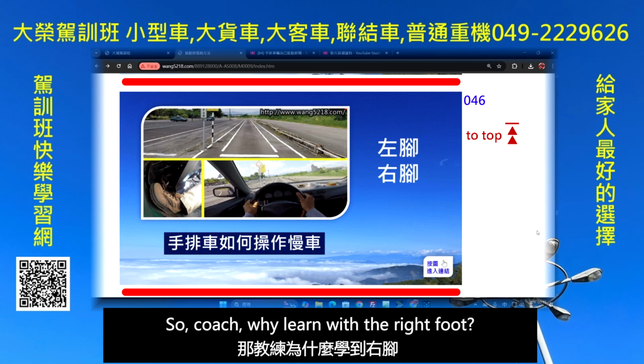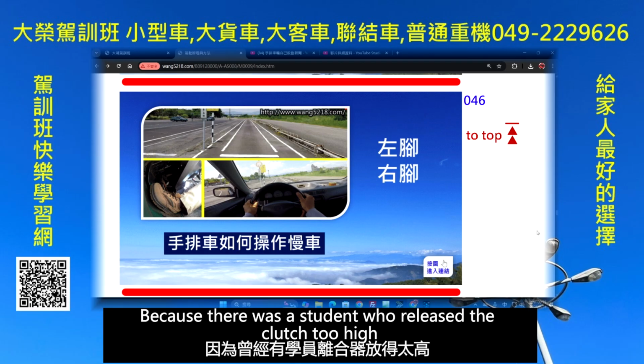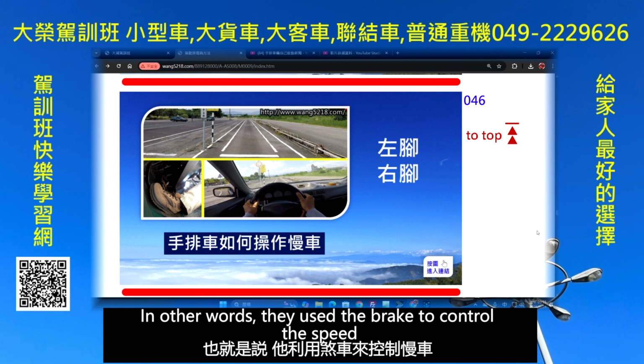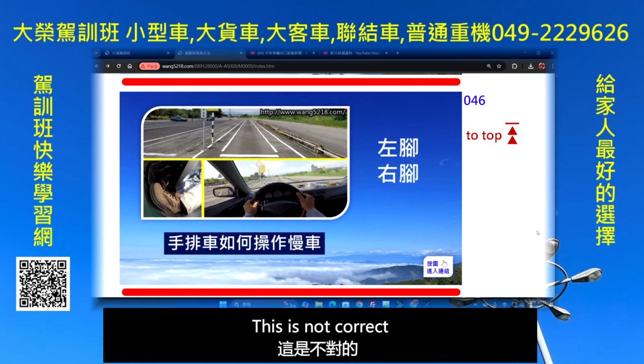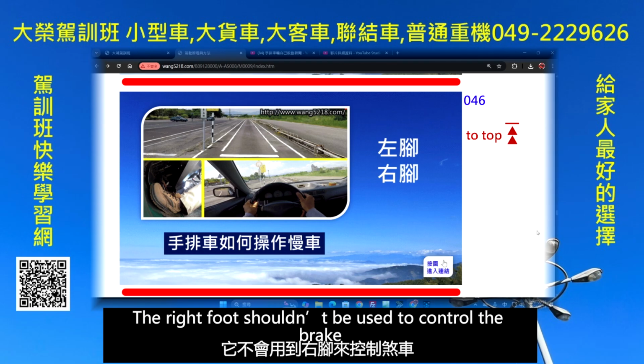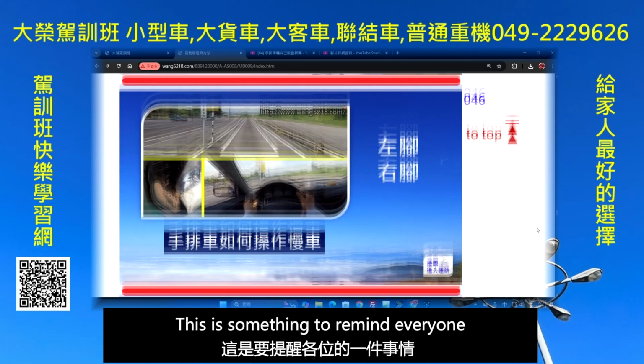So, coach, why learn with the right foot? Because there was a student who released the clutch too high. The speed was faster, so they used the right foot to press the brake. In other words, they used the brake to control the speed. This is not correct. Speed control is solely managed with the left foot. The right foot shouldn't be used to control the brake. This is something to remind everyone.